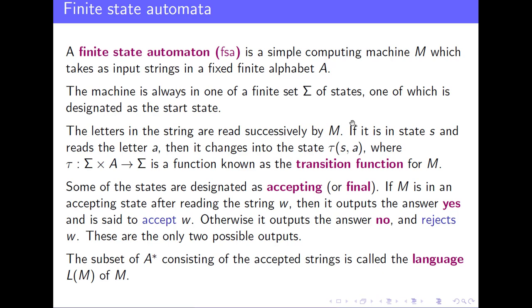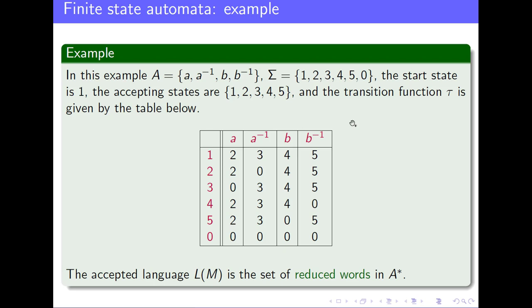And then we have a subset of M called its language, L of M, which are the words it accepts. So that's also often called a regular language or a rational language, same thing. So here's an example. Alphabet A, A inverse, B, B inverse. Six states: 1, 2, 3, 4, 5, 0. One is the start state. Accepting states are the non-zero ones. The zero one is sometimes omitted. It's what you might call a dead state. If you land at zero, you're stuck there and it's like you've fallen off a cliff. The Brexit state.